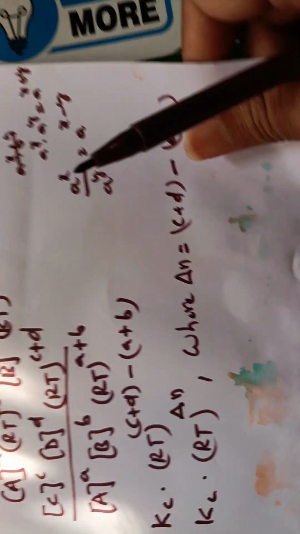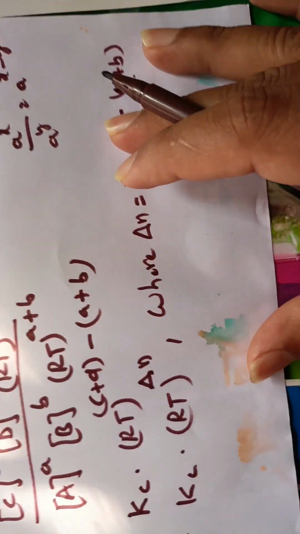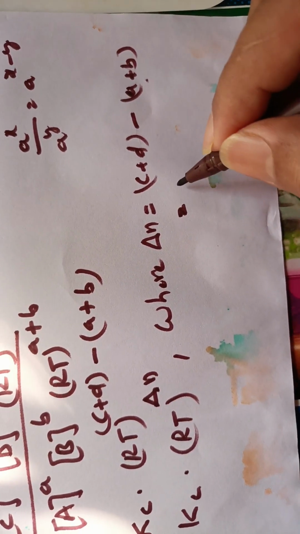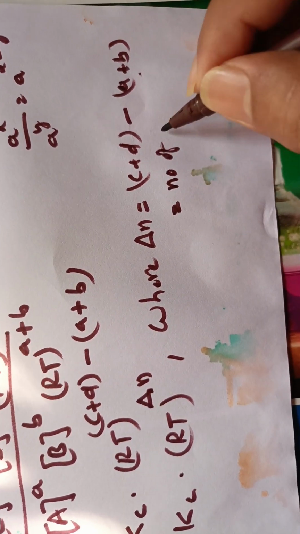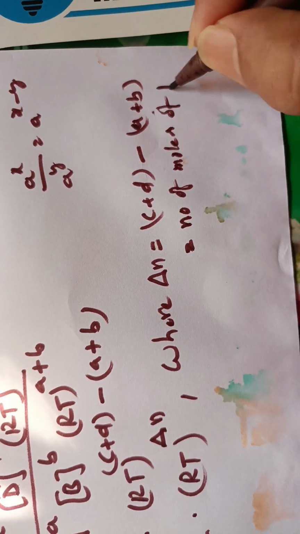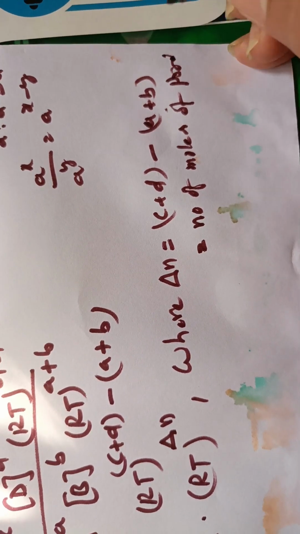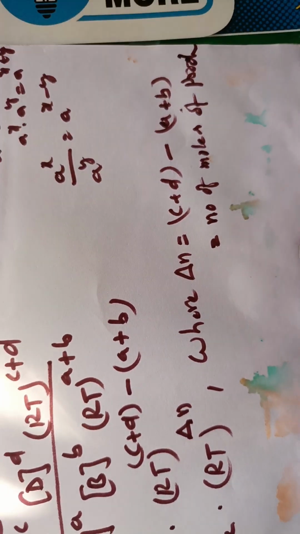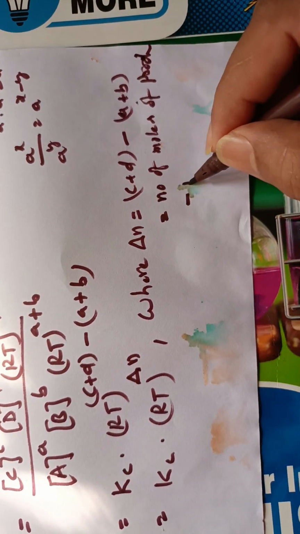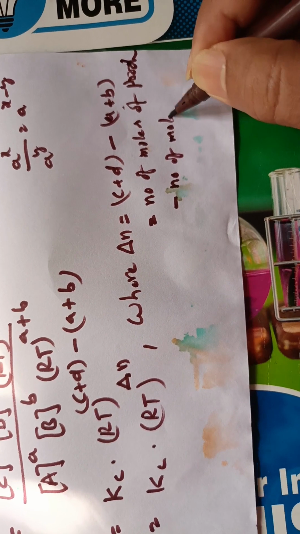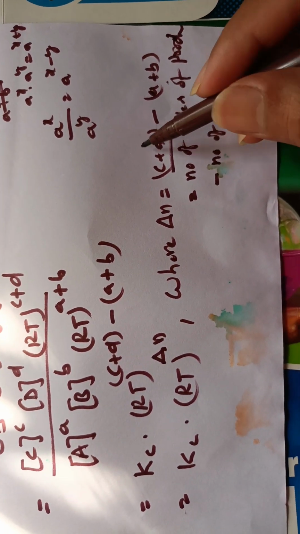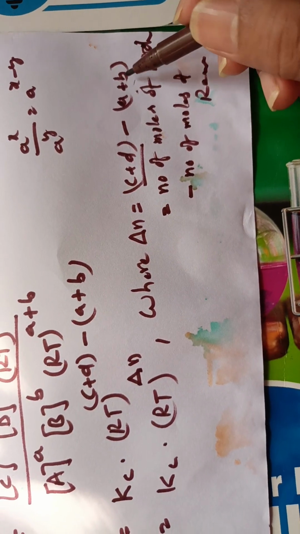Simply, delta N is the difference in number of moles. That means delta N equals number of moles of product minus number of moles of reactant. C plus D means number of moles of product, A plus B means number of moles of reactant.